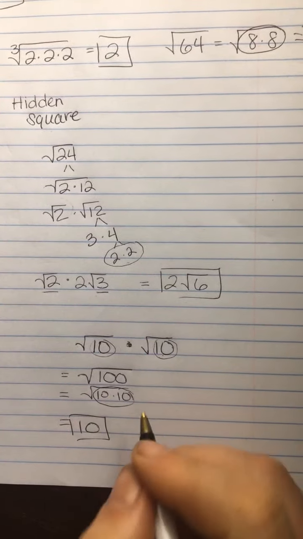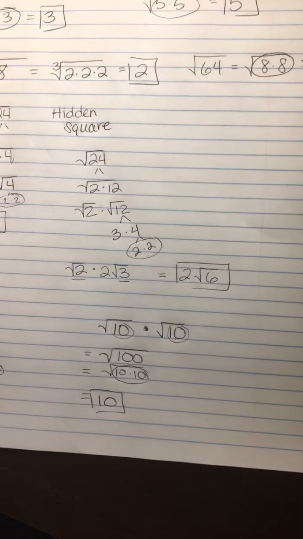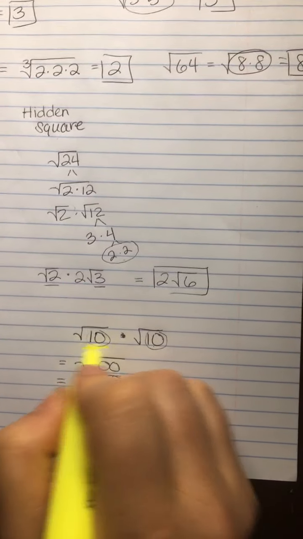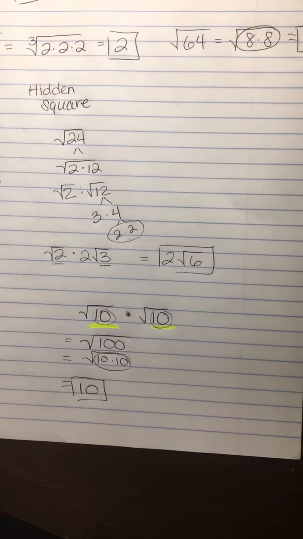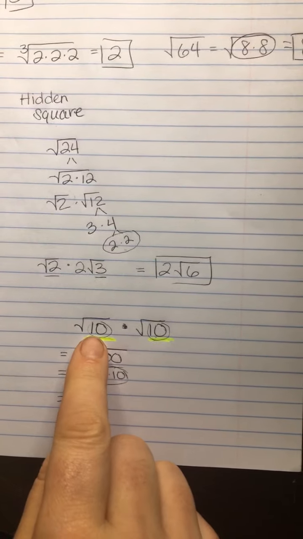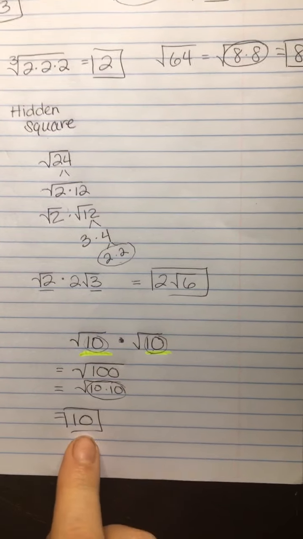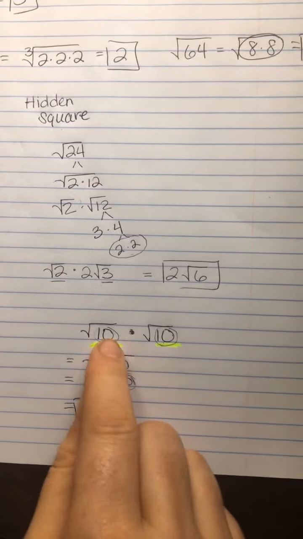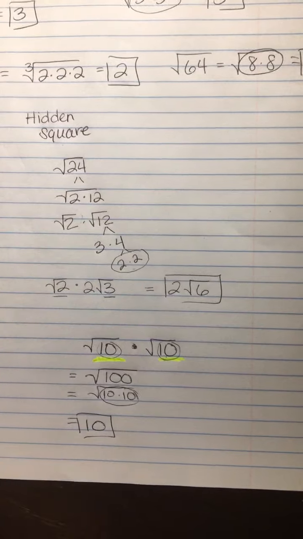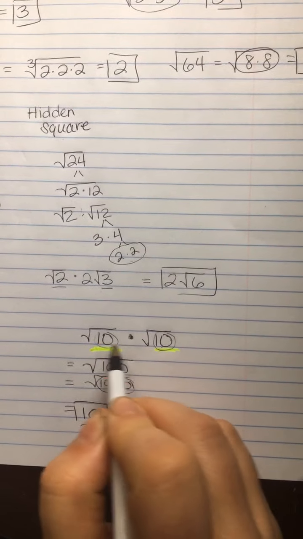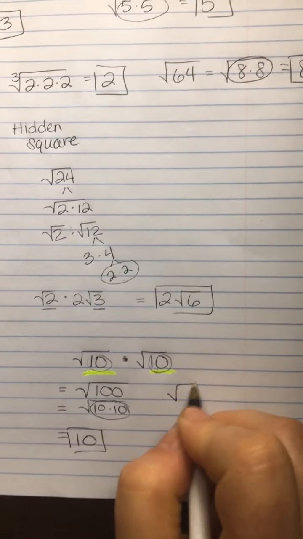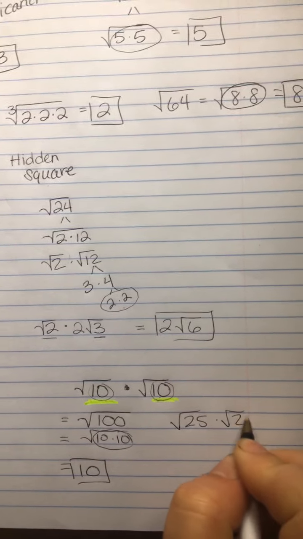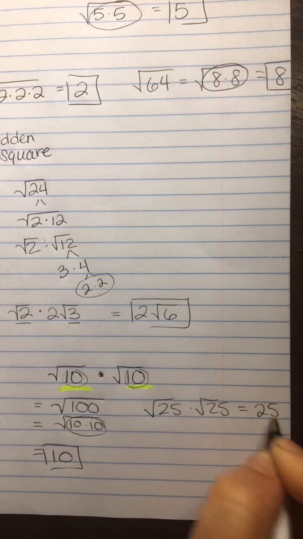Here's the trick. If you have two of the same numbers that you're multiplying together under your radicals, two of the same radicands, it just becomes that number. So the square root of 10 times the square root of 10 just becomes 10. I showed you why it becomes 10, but the trick is if you have two of the same numbers under the radicals and you're multiplying them together, it just becomes that number. So the square root of 25 times the square root of 25 would just be 25. Let me show you why.